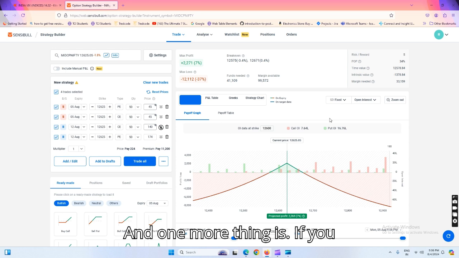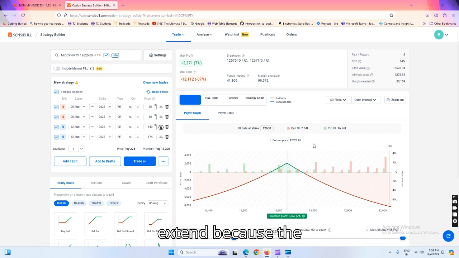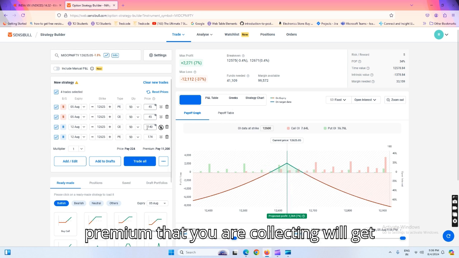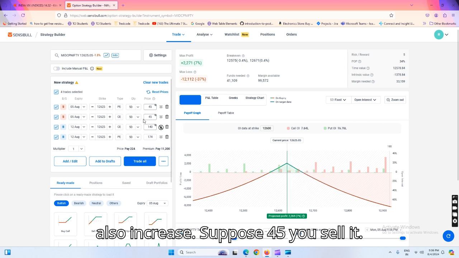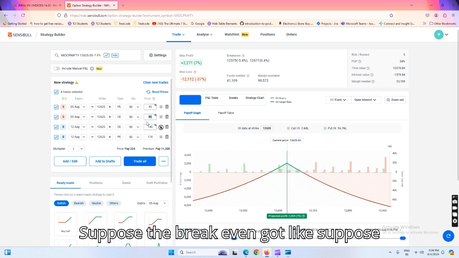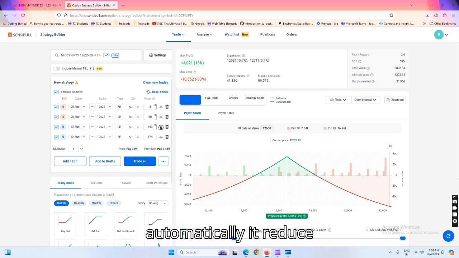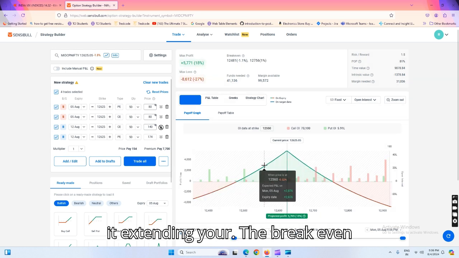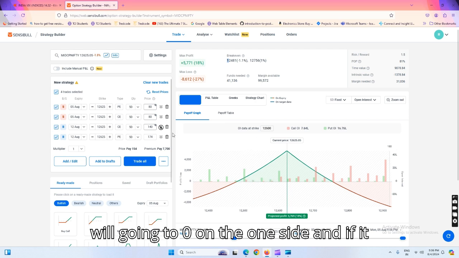And one more thing is, if the IV is spiking up, your break even will get extended, because the premium that you are collecting will get increased automatically, and the break even also increases. Suppose you sell at 45, and the break even goes to like 80 point, it automatically reduces it, extending your break even point, and near expiry it will anyhow go to zero on one side.